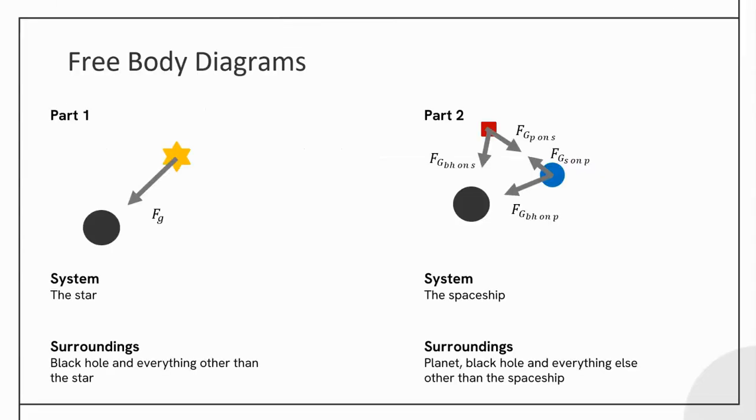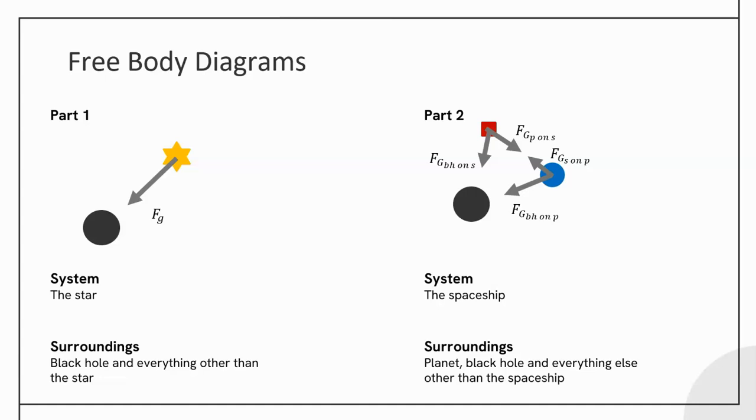Now for the experiment, first is the free body diagrams for part 1 on the left and part 2 on the right. For part 1, the system is going to be the star and the surroundings, everything else, the black hole included. And then the star is going to be pulled in to the black hole from the force of gravity of the black hole, which is the only force acting on it.